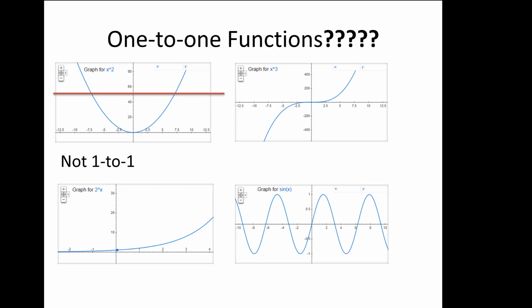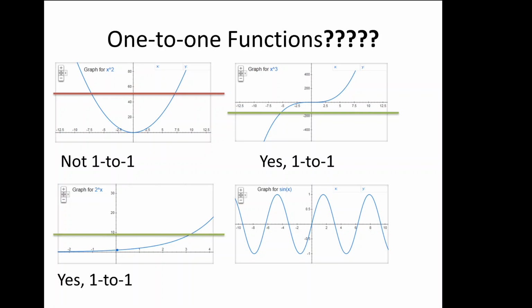The graph to the right of that, however, is one-to-one. No matter where you put a horizontal line, it'll cross the curve at most once. So it is one-to-one. It passes that test. Bottom left, this is an increasing function, and all increasing functions will pass a horizontal line test, and you can play with this if you want. Put a horizontal line anywhere, it's going to cross once. So it is one-to-one, and the last one is catastrophically not one-to-one.